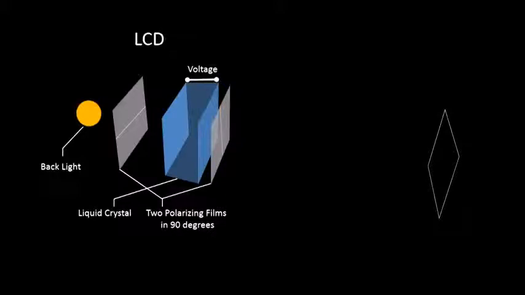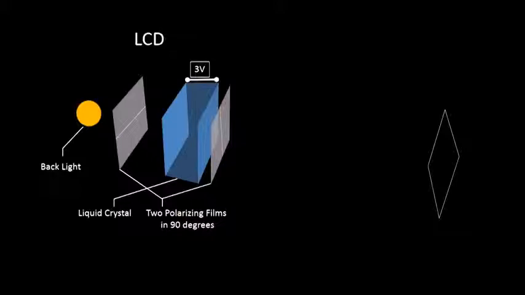In LCD, the backlight is first polarized by a polarizing film. When the voltage of the liquid crystal is low, the structure of liquid crystal can twist the polarization of the polarized light by 90 degrees, so that the light will pass the second polarizing film, and LCD illustrates bright. When the voltage of the liquid crystal is high, the liquid crystal will not change the light's polarization properties, so that the light will be blocked by the second polarizing film, and LCD illustrates black.